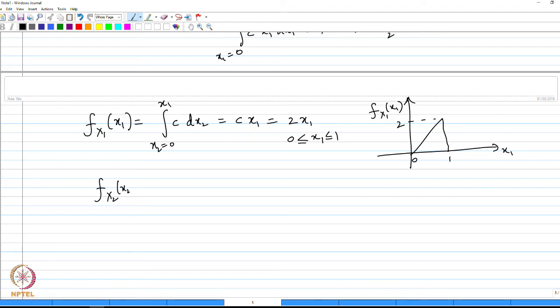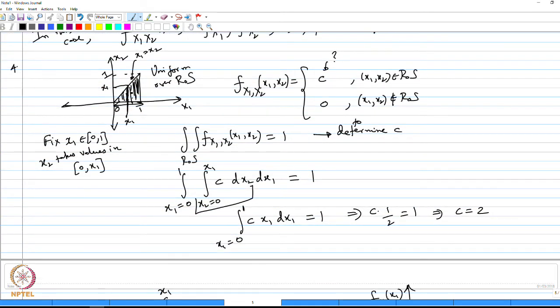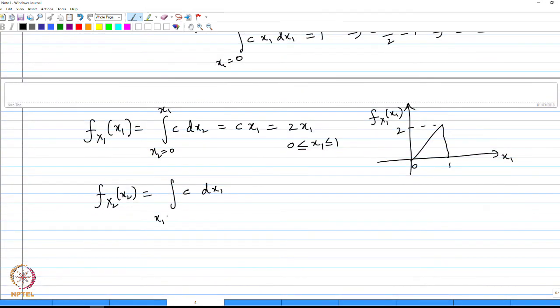f of x2 of x2, I have to integrate the same guy dx1. But what is the range of x1? If you look at the range of x1, if you fix an x2, this point is also x2. So if I fix an x2, x1 goes from x2 to 1. The range is slightly different. x1 goes from x2 to 1.